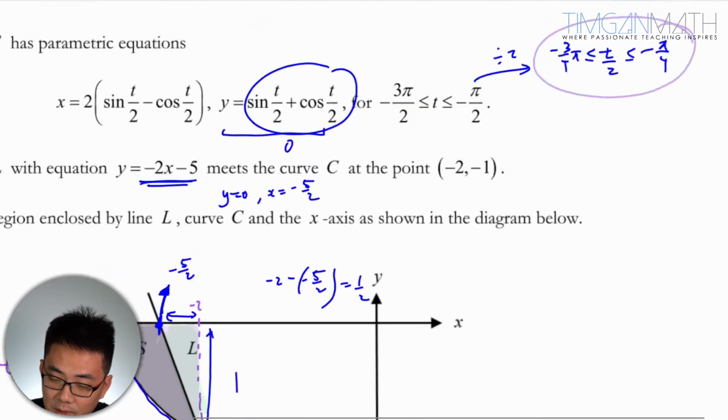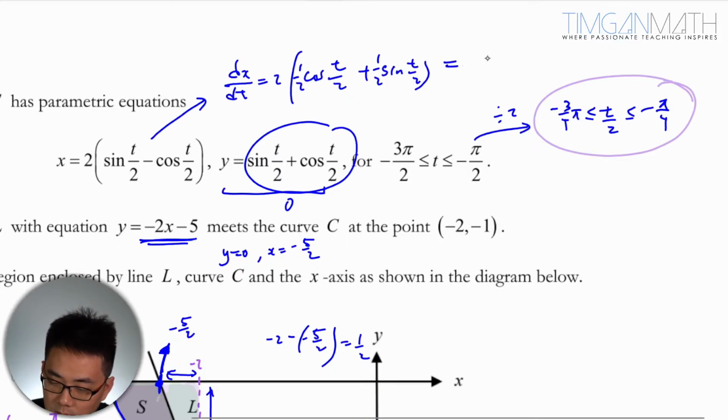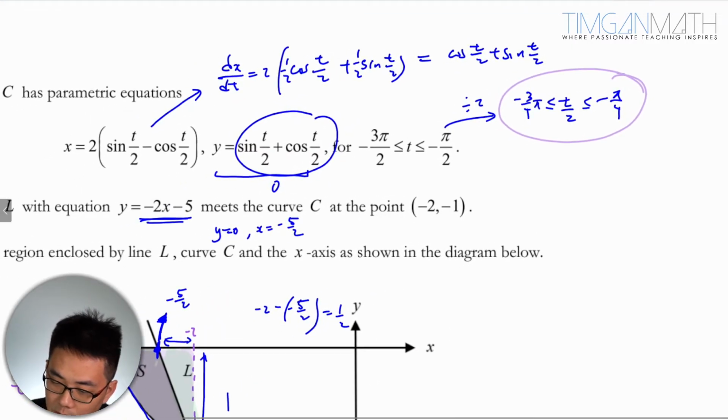Then dx/dt, we're just going to differentiate this. So dx/dt will just be 2 cosine, and this is half. Oh, very nice. Plus sine half as well, sine t over 2. So this will just be cosine t over 2 plus sine t over 2. Okay, so dx would then be cosine t over 2 plus sine t over 2.